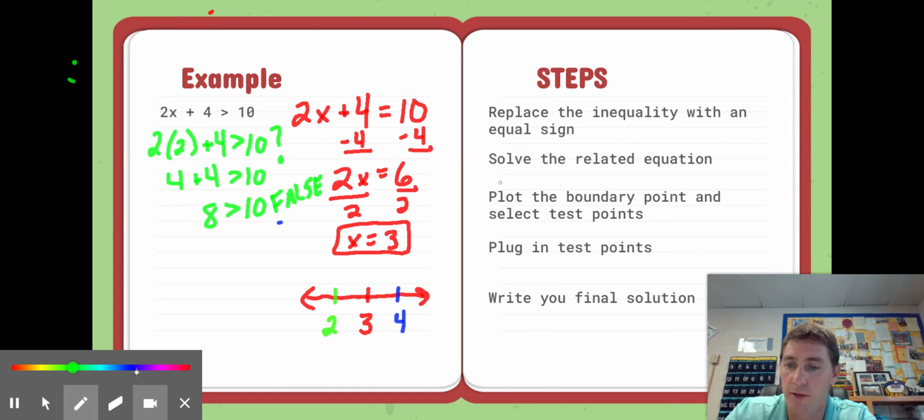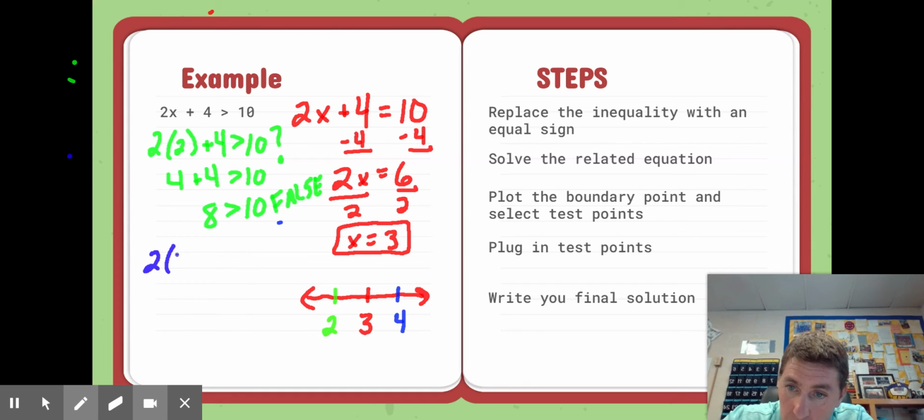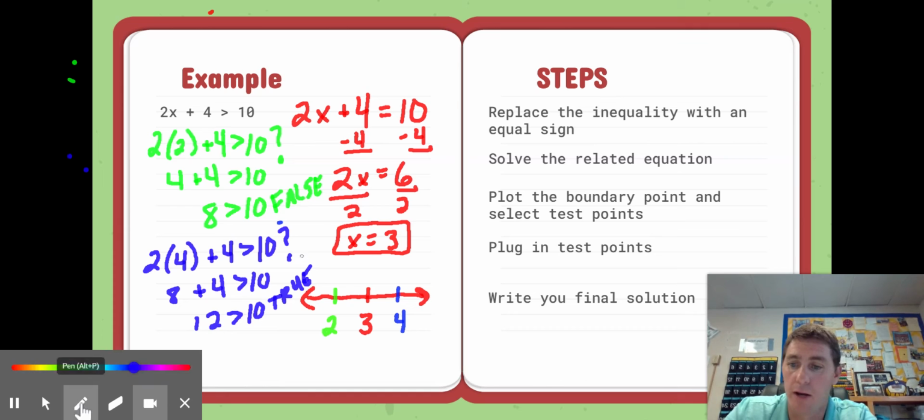Let's check out the 4 and see if we get something different with the 4. So we plug in our 4, 2 times 4 plus 4, and see if it is greater than 10. So we get 8 plus 4 is greater than 10, which means 12 is greater than 10, and that is true. So what does this mean regarding our solution to our original question?